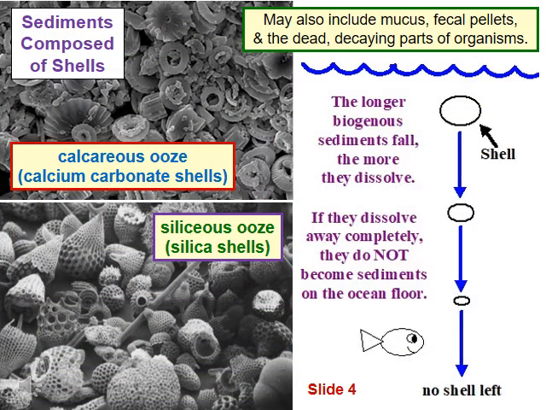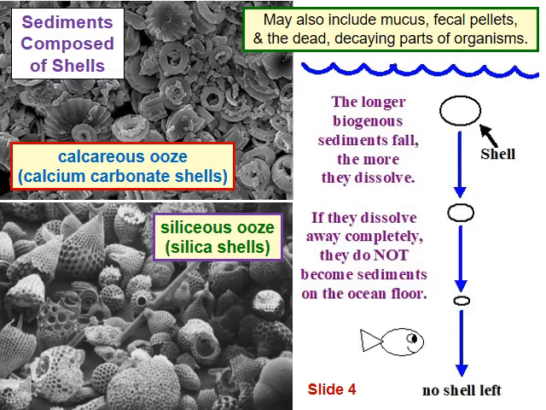Slide 4. Key things to know about biogenous sediments. Biological sediments are referred to as oozes. There are 2 kinds of ooze, calcareous ooze and siliceous ooze. Calcareous ooze consists primarily of calcium carbonate shells, and siliceous ooze consists primarily of silica shells.